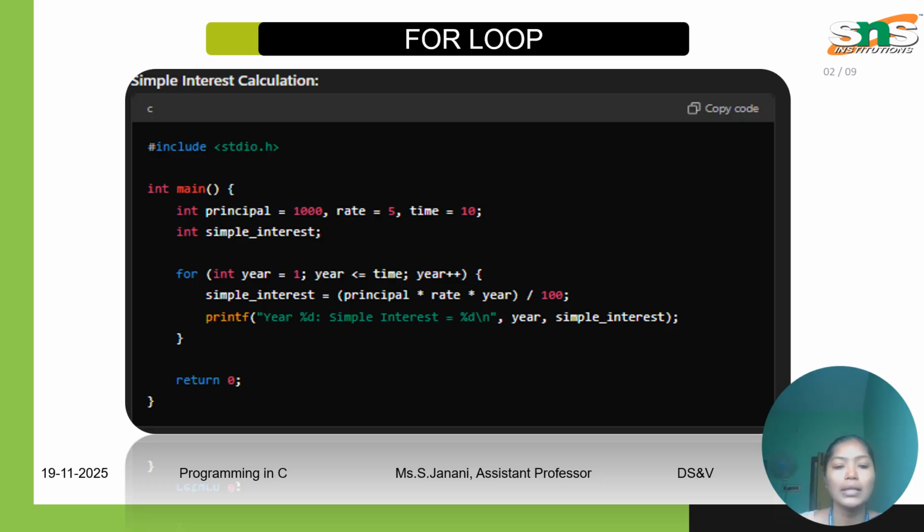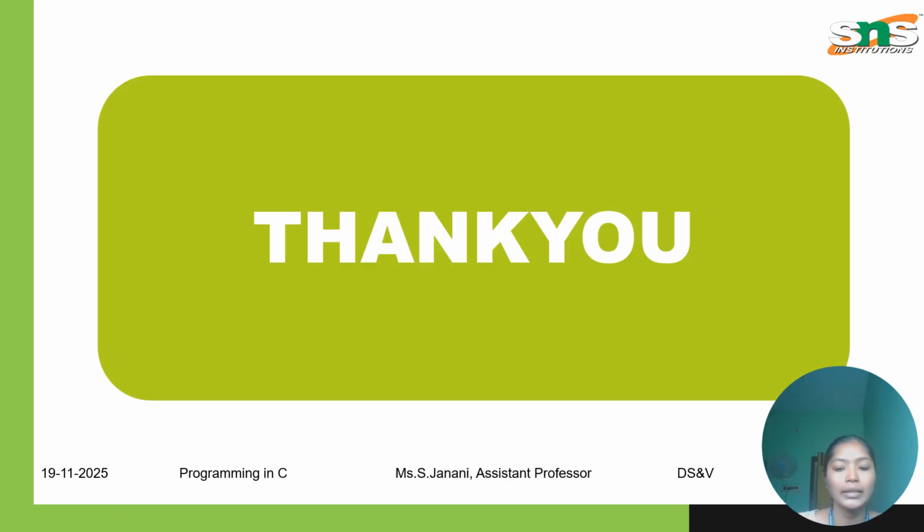So this is a good example: simple interest calculation. Here we take the input as principal, rate and time, and calculate the simple interest. We enter the years, principal and rate, and calculate the simple interest. Then we return zero.